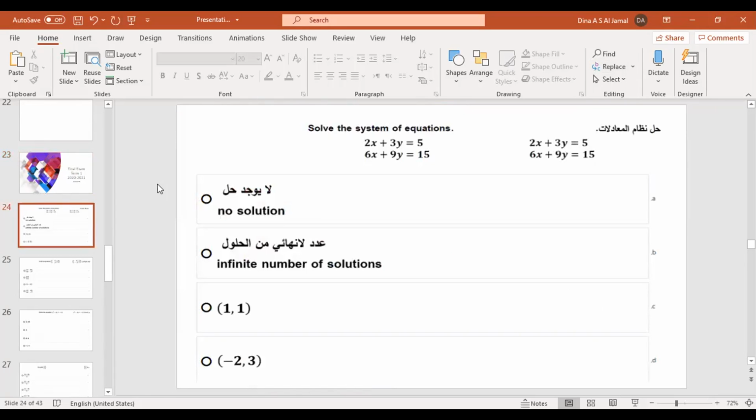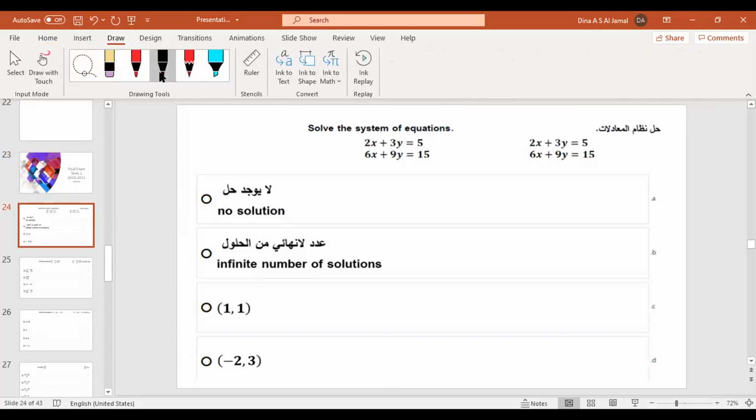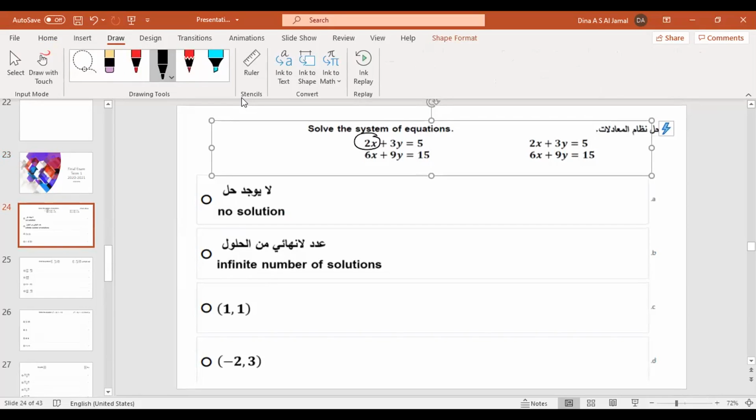So the first question in your exam was to solve the system of equations. Whenever you have such a question, you should think of one of the variables that you need to be eliminating. So let's think whether I would like to eliminate x or y. I will be changing this 2 by multiplying everything by 3 so I can eliminate the x. So let's see step by step.